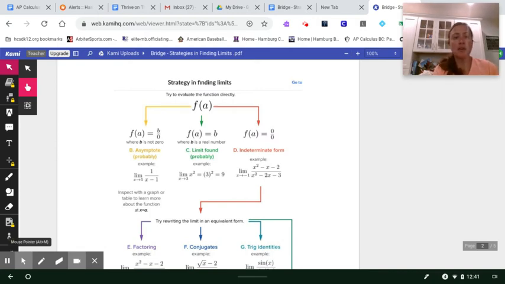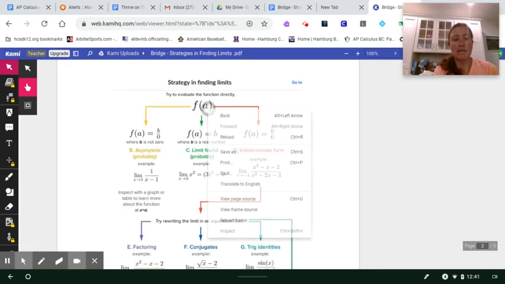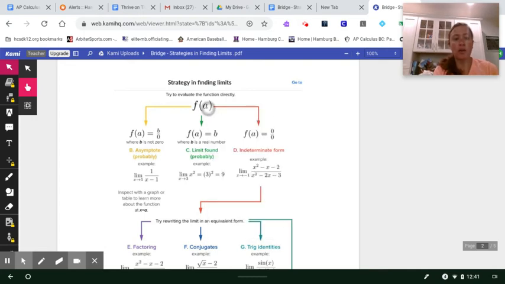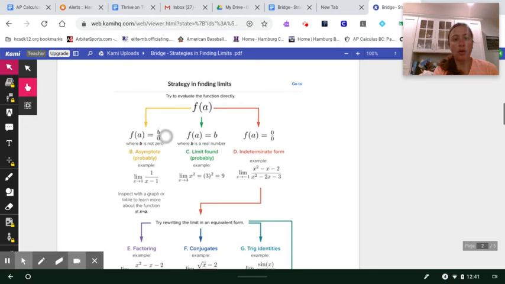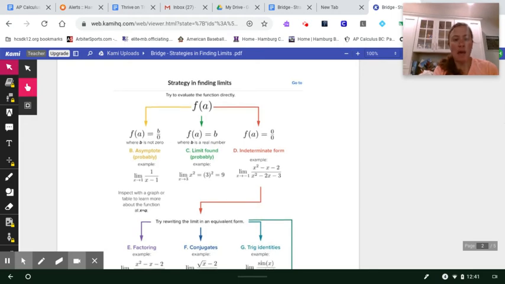So the first thing we want to do is try to evaluate the limit directly. That's called direct substitution. Okay, so we're going to substitute a number into a. So here's what could happen. We could get a number over 0. And when that happens, we get something called undefined. Remember, we said it's all fun and games until you try to divide by 0.